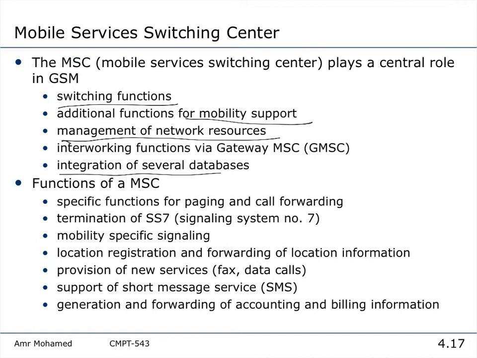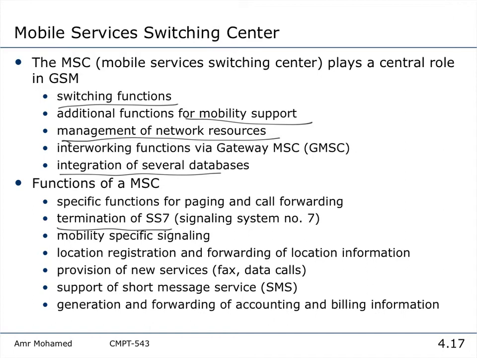So specifically, the MSC is used for paging and call forwarding. And as we said before, paging is used to identify or to find where I am, and it connects me with the other party that is trying to call me. It uses an application level protocol, a signaling protocol called SS7, to interface with the different databases, the HLR and VLR. Mobility specific signaling for handling the handover.